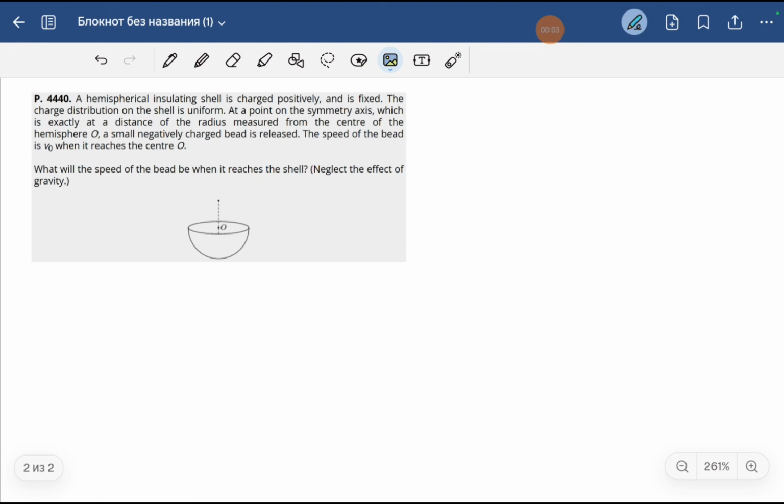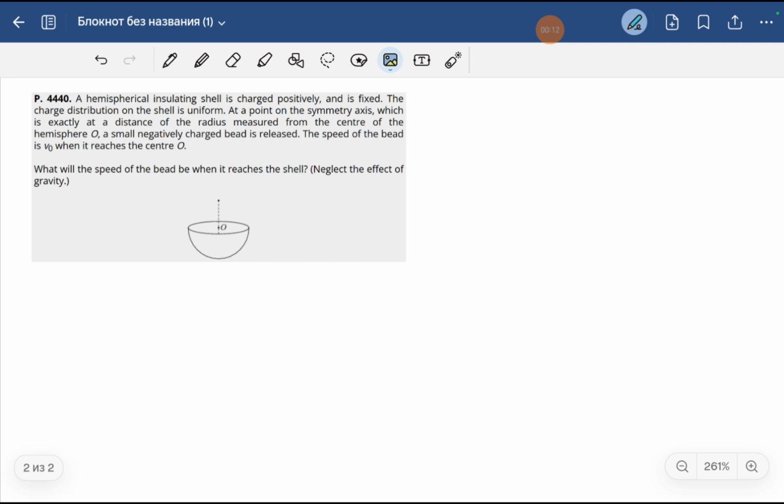In today's video we're going to solve the problem from KöMaL magazine about the hemispherical shell and charged bead. So let's get started. A hemispherical insulating shell is charged positively and is fixed. The charge distribution on the shell is uniform.